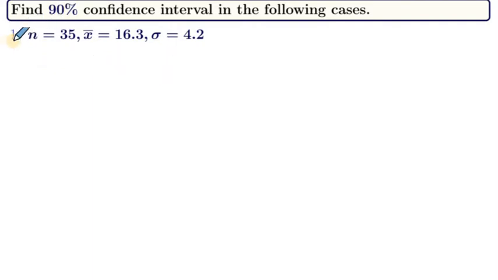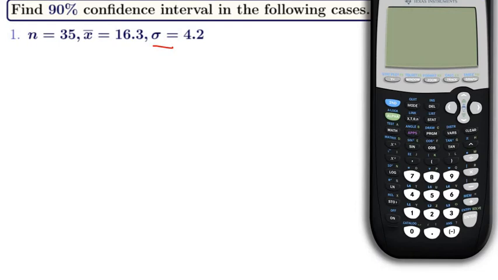So now let's work on the very first problem here. On this problem here, we are given population standard deviation sigma. So we'll be using Z distribution. First, let me show you how to find confidence interval in calculator. So for that, let me pull up my calculator up on this screen.